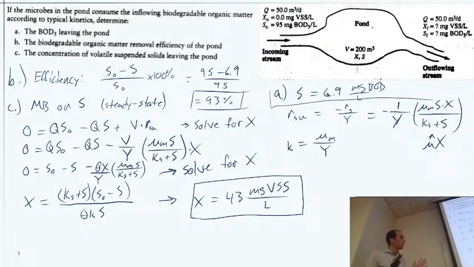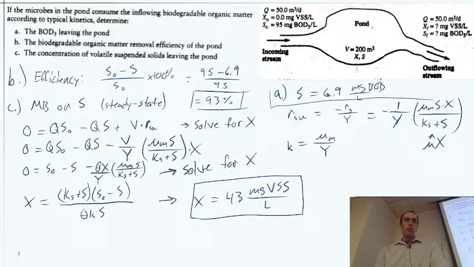All right, so with that in mind, we have an equation. This is the equation that I'm giving you on the formula sheet. And we now can solve for X. That becomes 43 milligrams of volatile suspended solids per liter as our answer when we put in all those numbers. All right, does that make sense? Okay, so mostly this was just a little more algebra, setting up another mass balance, and solving accordingly.